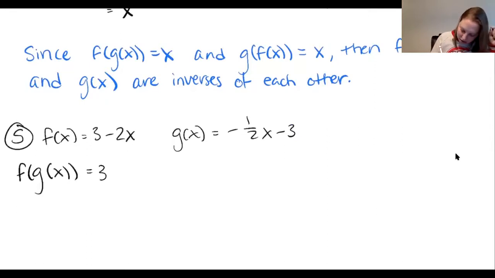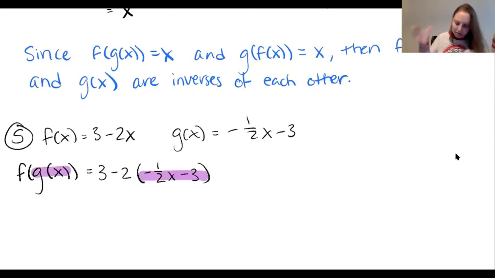All right, so f of x is equal to 3 minus 2x, and g of x is negative 1/2 x minus 3. Again, we want to prove these are inverses through composition. So we'll have f of g of x, so 3 minus 2 times negative 1/2 x minus 3. Again, we're putting g of x inside of our function, and we want to see if the operations undo each other to get just x.